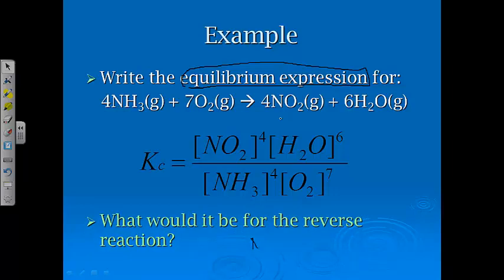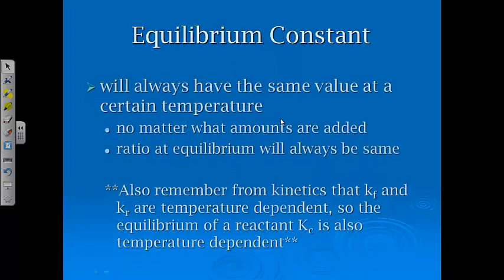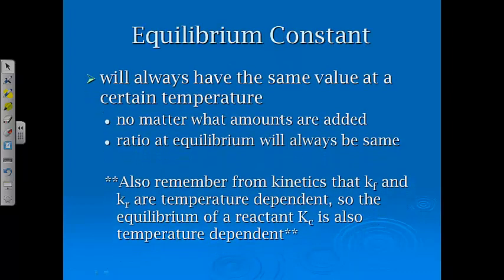Now, what would it be for the reverse reaction? It would just be the inverse. You'd flip it upside down. You'd have the ammonia and the oxygen on the top, and then the nitrogen dioxide on the bottom. So we can always flip-flop them, but you're always going to have the products on the top and the reactants on the bottom.